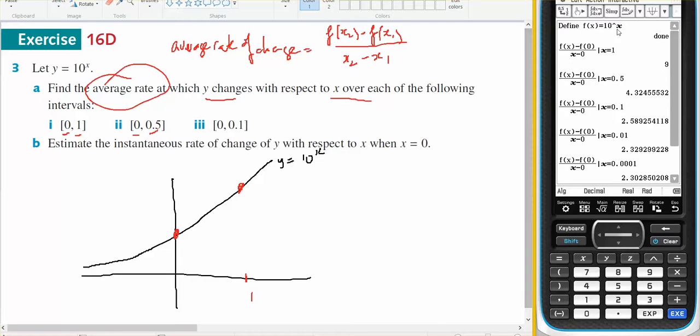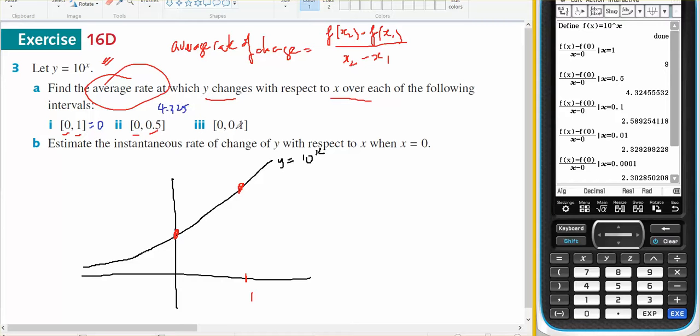So I've done this over here. I've defined f of x equaling 10 to the power of x, which is what y equals. And I have f of x minus f of 0 over x minus 0 when x equals 1. So that's going from 0 to 1. If I go from 0.5 to 0, then it's equal to 4.325.